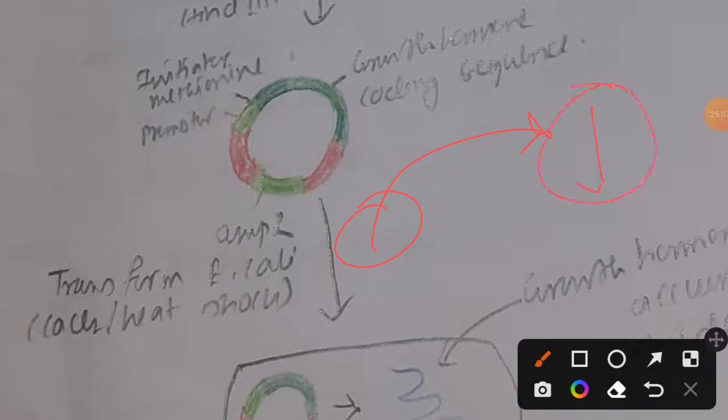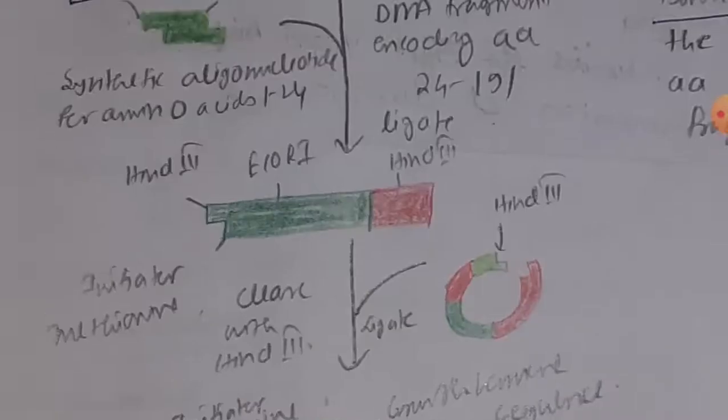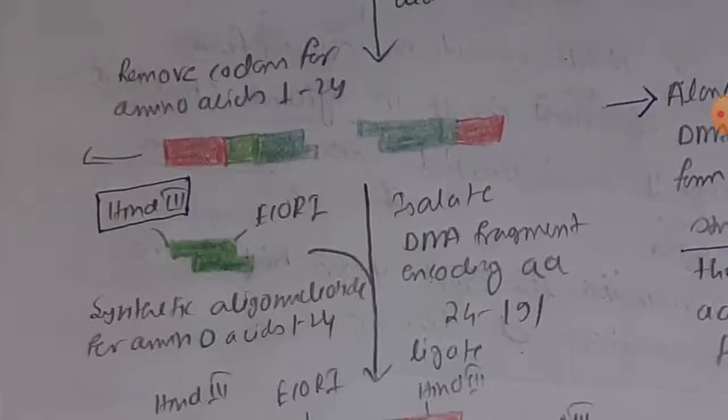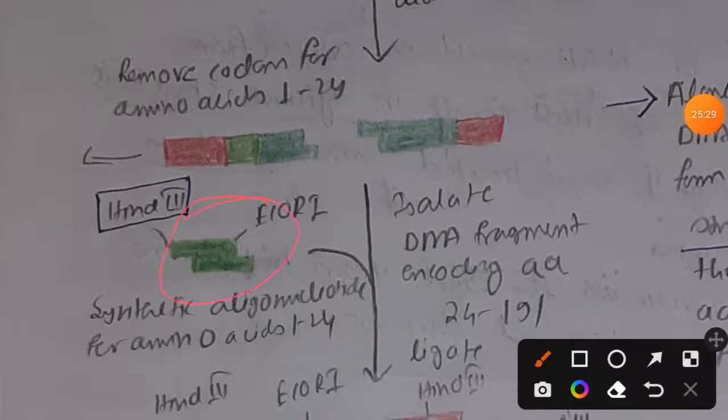And I have told you that medicine production should be at less cost so that the price of the drug will be lower. As a result, we decided to replace the 1 to 24 amino acids with an oligonucleotide that will be a sequence that will facilitate the production of a bacterial signal peptide.